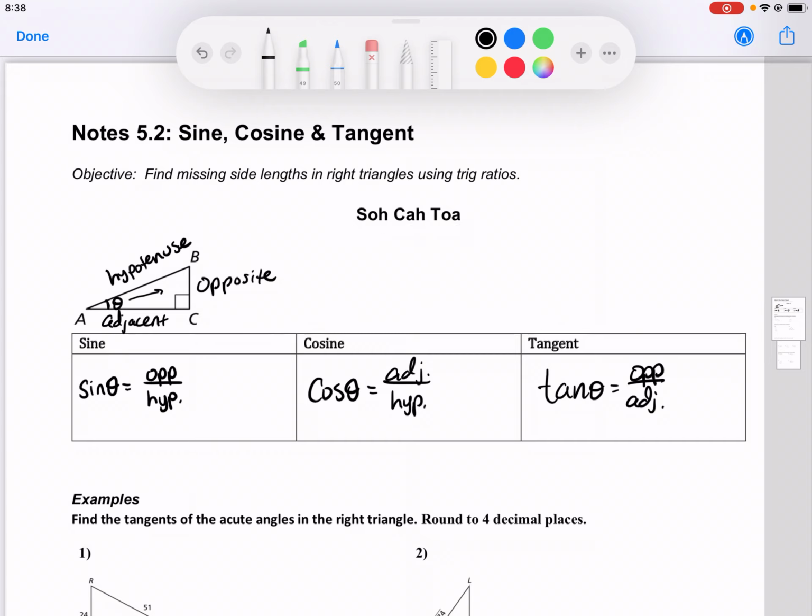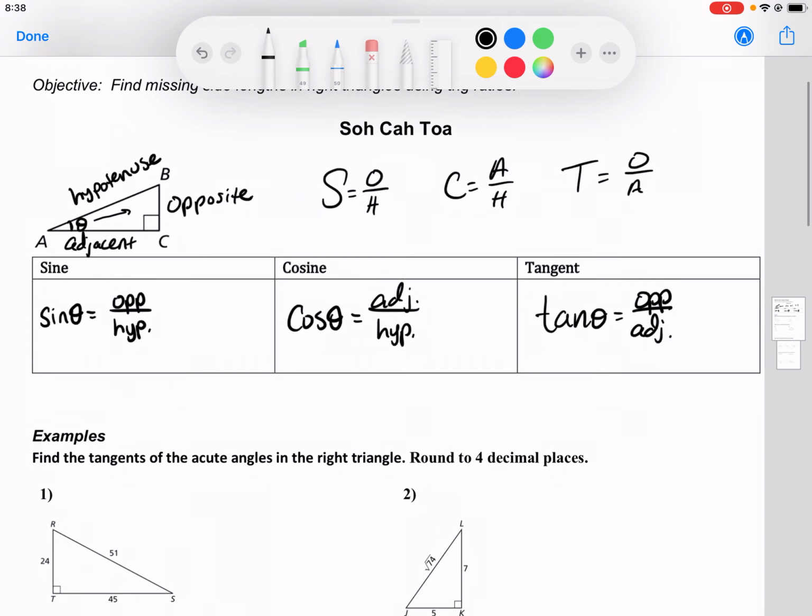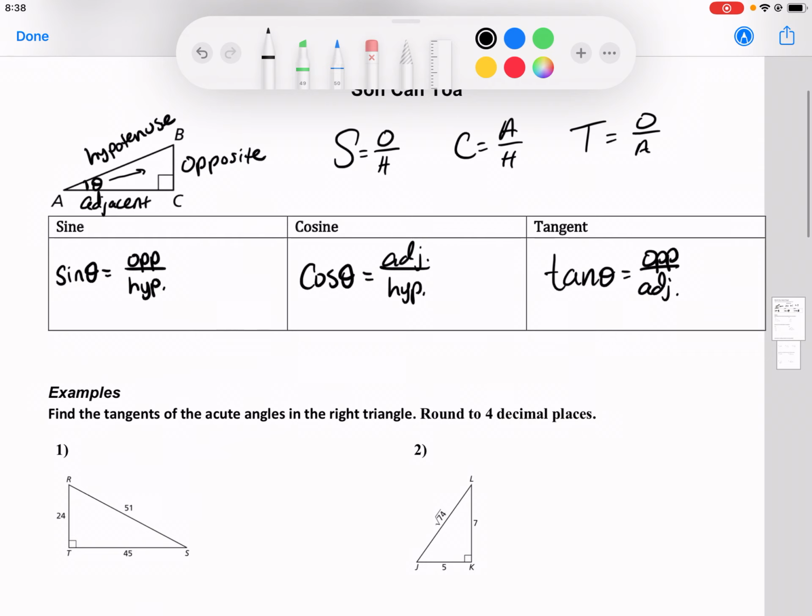So some people will write it like this. Let me write it sideways. This is their shorthand, SOHCAHTOA, just so they remember which one goes with which one. Okay. So the important thing we have to remember is which angle we're using.